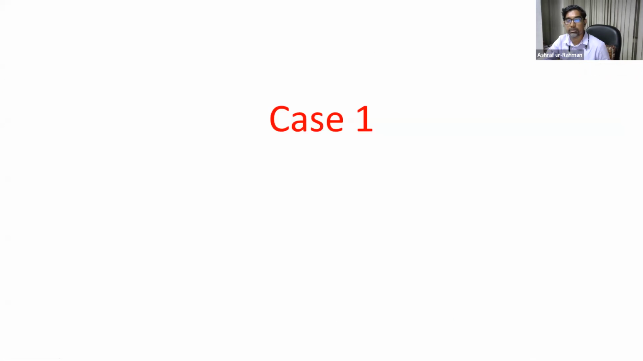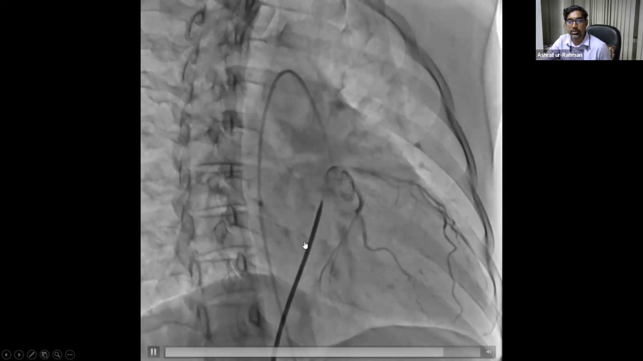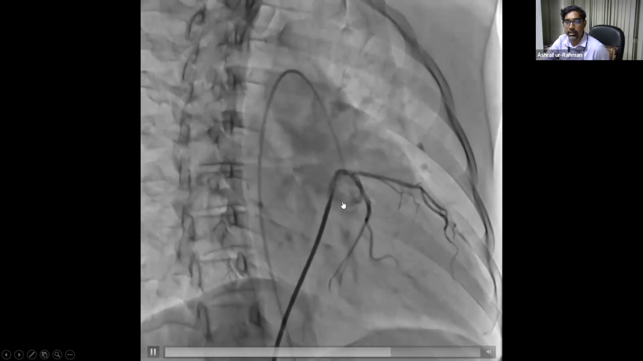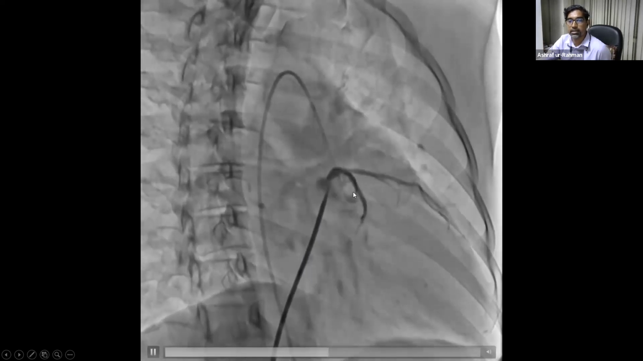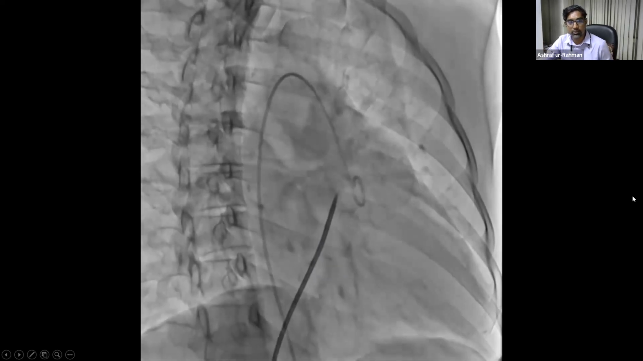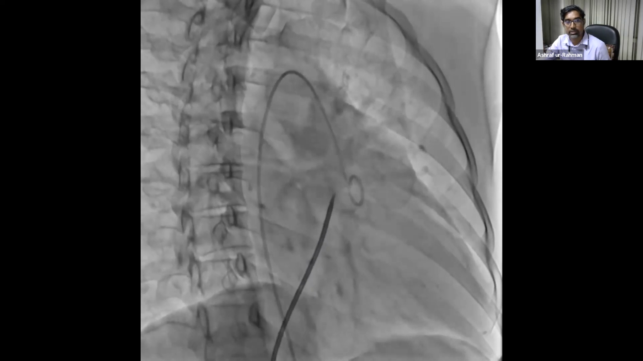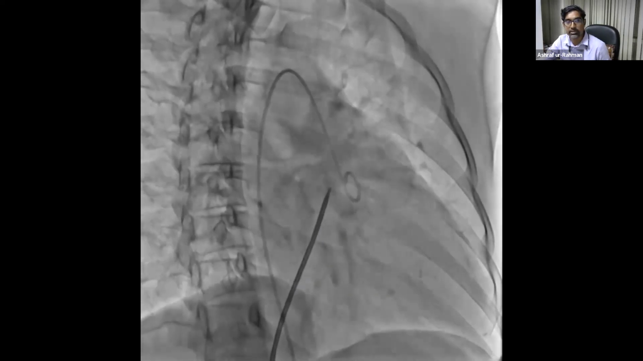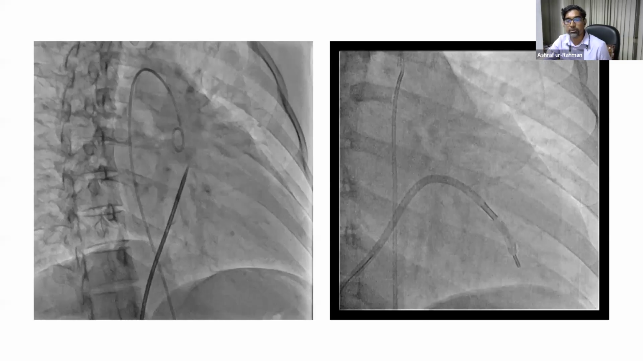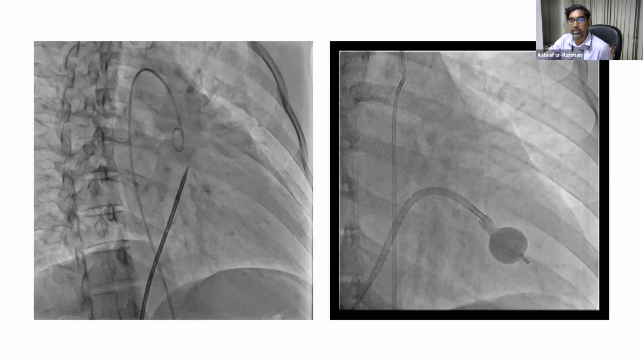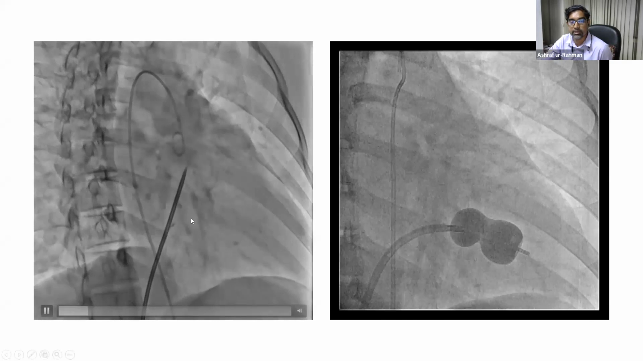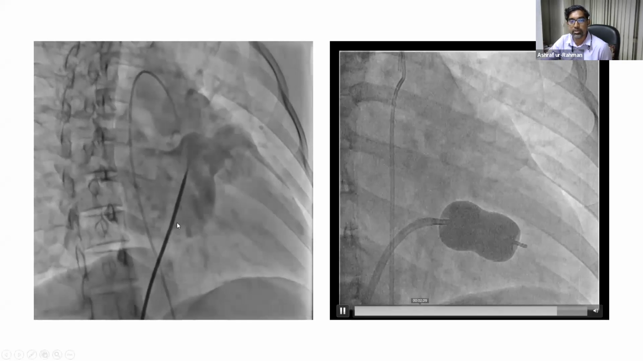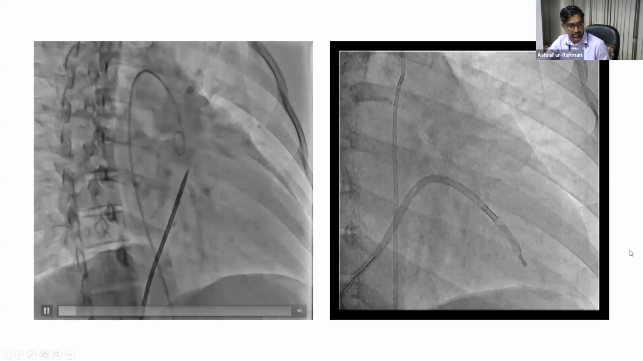PTMC has many complications. So I can show some cases of ours. Here you can see with the Brockenbrough needle, the aortic root is inadvertently punctured, and you can see the coronaries here. We were very shocked about what would happen to the patient. But we waited for about 15 minutes. The patient was hemodynamically stable. There was no pericardial effusion, and then we proceeded further with the procedure of PTMC, and we completed the procedure safely.